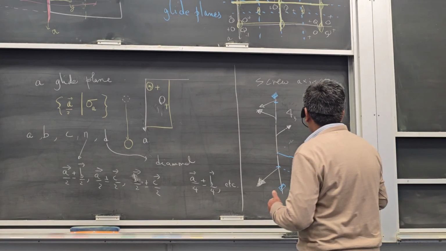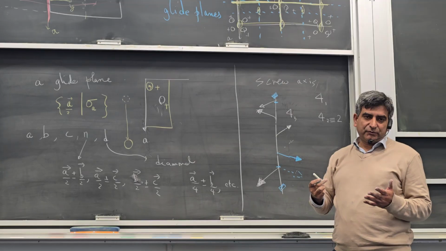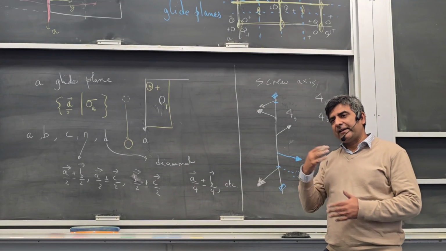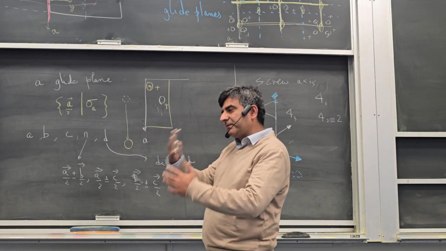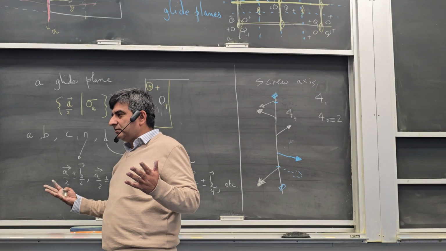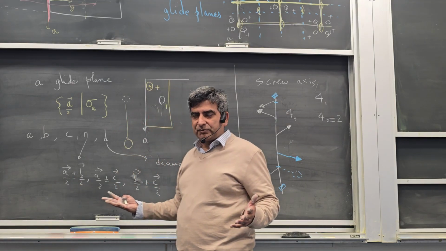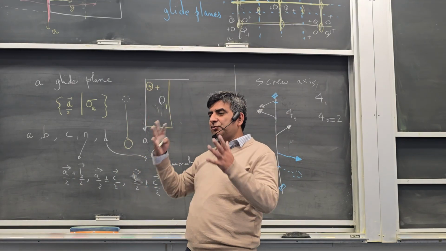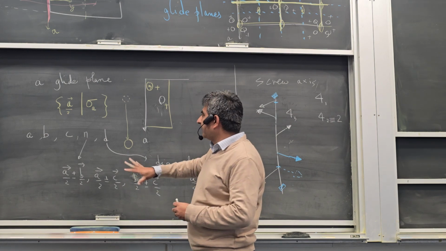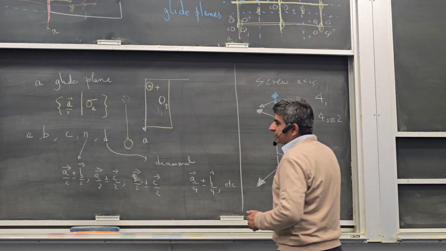So I can have 4_1, 4_2, 4_3, 4_4, which is just trivial. I can have 6_1, 6_2, 6_3, 6_4, 6_5, and so on. 3_1, 3_2, and so on. I can have these additional screw rotations. So I can have glide planes and I can have screw rotations.